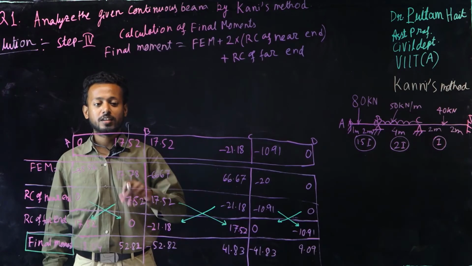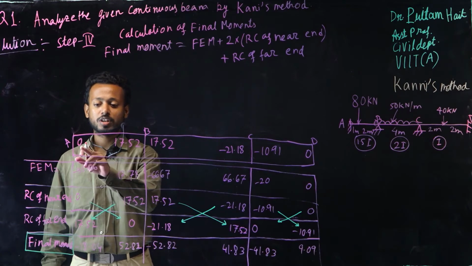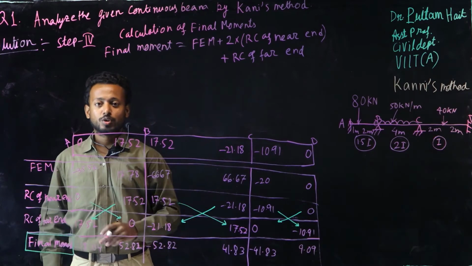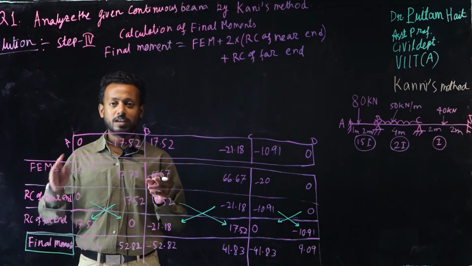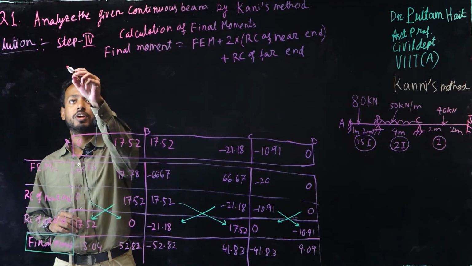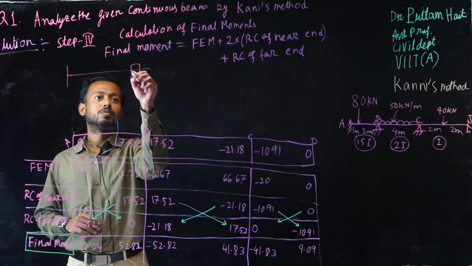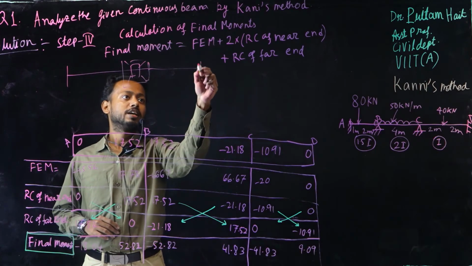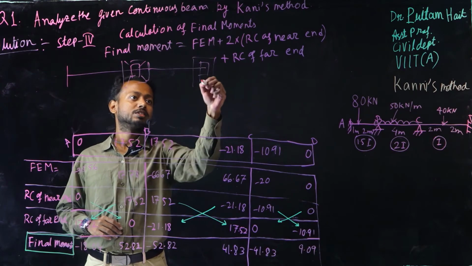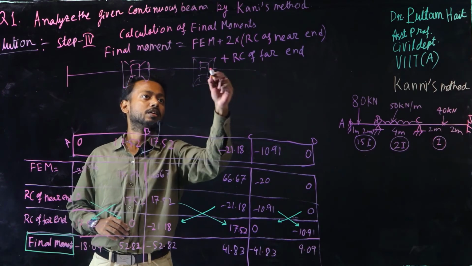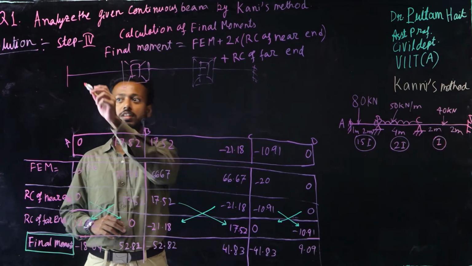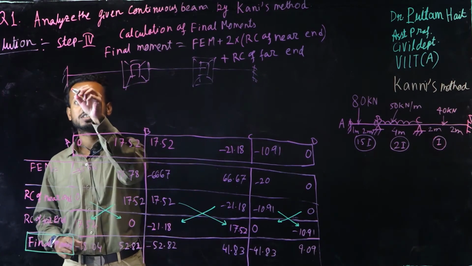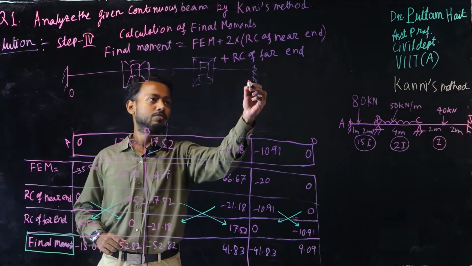we have calculated the rotation contribution at A, B, C, D. Okay, one thing you have to always remember while drawing this kind of figure: in the previous slide I have shown you this kind of figure. Always remember that the rotation contribution at the fixed end will be 0, at the fixed end will be 0.